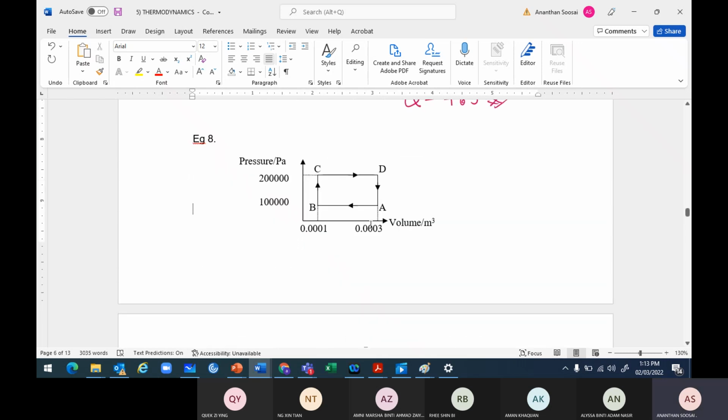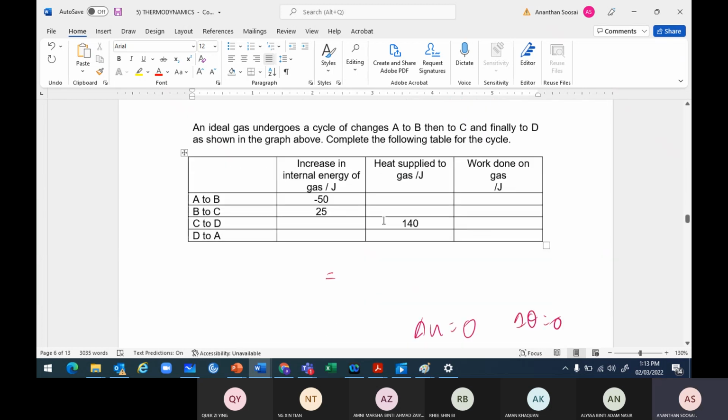So yeah, the gas goes from A to B, then C, then D, then back to A. So finally it comes back to the same point, the same location. During the process, when you change from A to B, this is how the energy change has been indicated. So A to B, the internal energy is found to be decreased by 50. Change of U is -50.